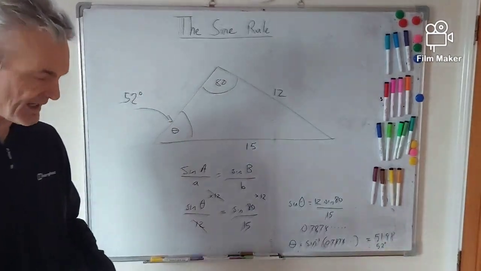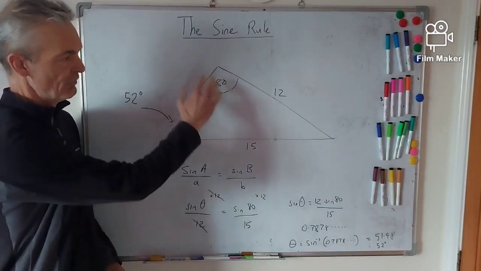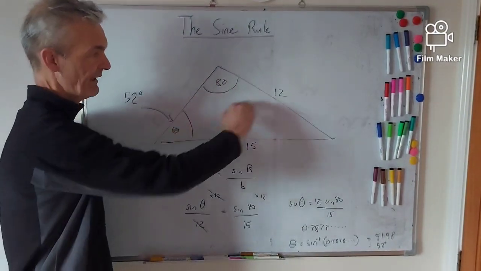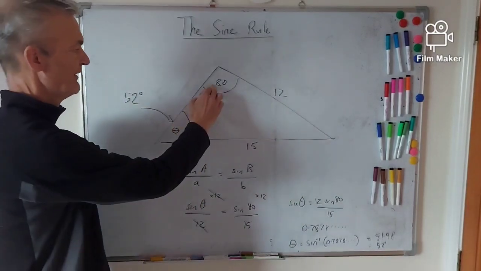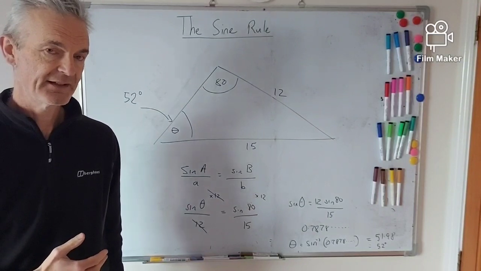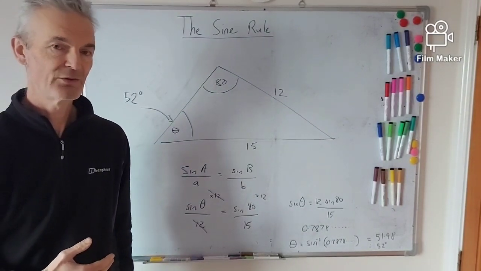So the sine rule enables us in a non-right angle triangle, providing we've got these pairs of opposites, to find missing angles, or as in the previous example, missing sides. Okay, so that's the sine rule in action.